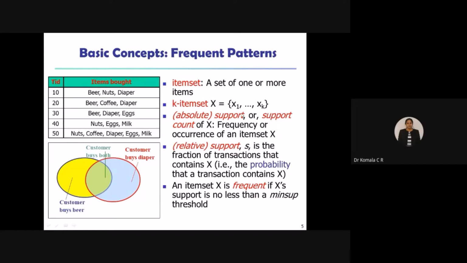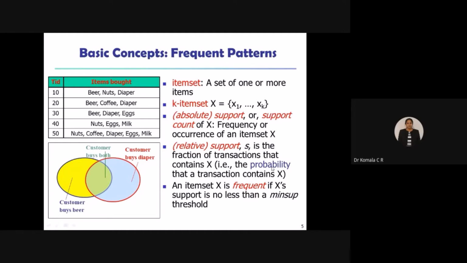K values means you can take the values for X from X1, X2, X3, so on, Xk. If K is 3, that means 3 items are there in the set. In general, we define item set as a set of one or more items. K item set means you have K number of items in the given item set.